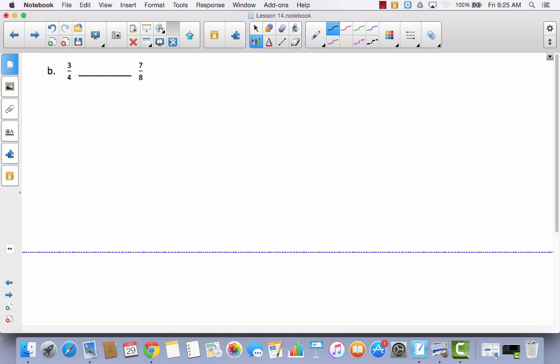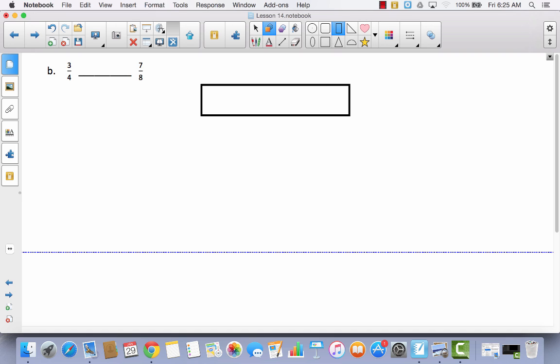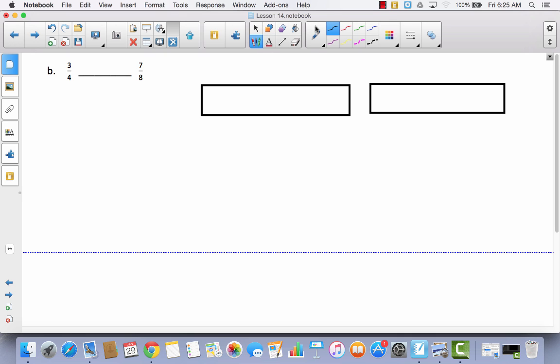All right, so let's do the same thing for B. All right, so we've got 4ths and we have 8ths. So let's go ahead and draw our 2 tape diagrams. I'm going to divide this one into 4 parts. I'm going to divide this one into 8 parts. So I'm going to begin with 4ths, and I'm going to divide them in half. So remember, my whole strategy here is I'm trying to get either a common numerator or a common denominator so that I can compare these. So I'm going to go ahead and shade 3 out of 4 and 7 out of 8.